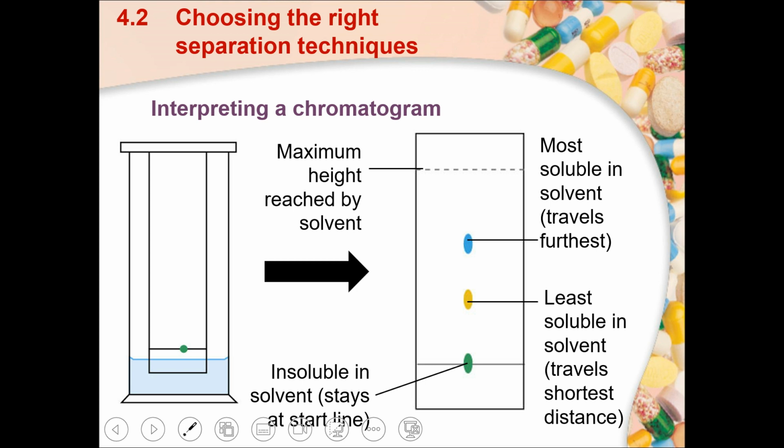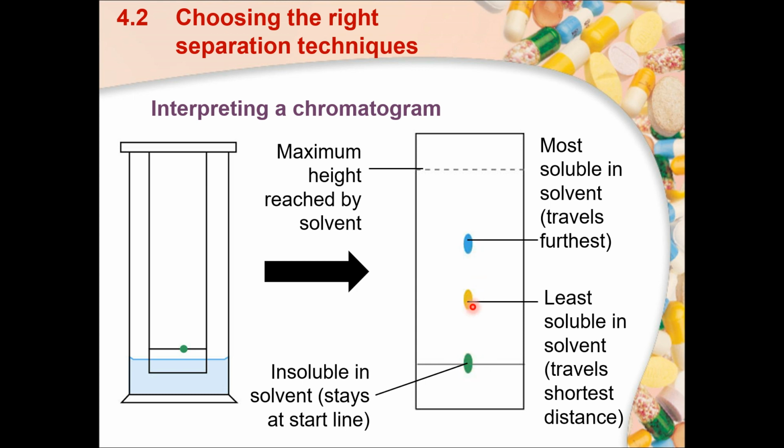So the next thing that we need to learn how to do is to interpret a chromatogram. On the left, we have the setup of chromatography at the start, and then it gives us a chromatogram over here at the end. So you see the importance of having a start line. We know that this green dot here is actually comprised of a substance that is not soluble. So if it's not soluble, the water is not going to dissolve it. It is not going to carry it along. So it stays here.